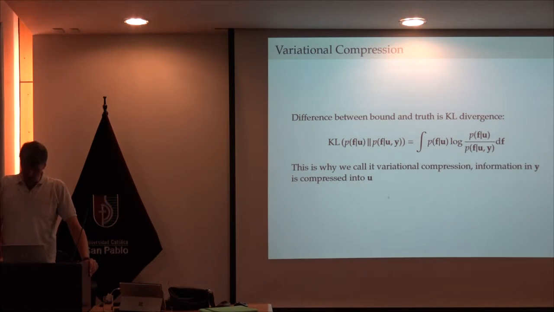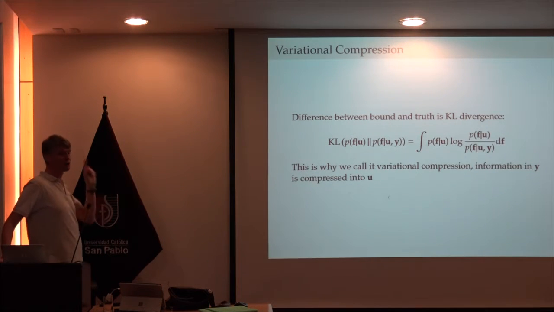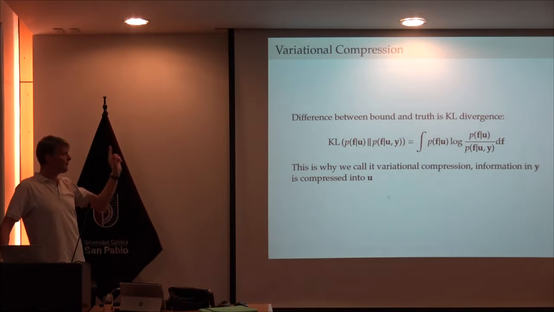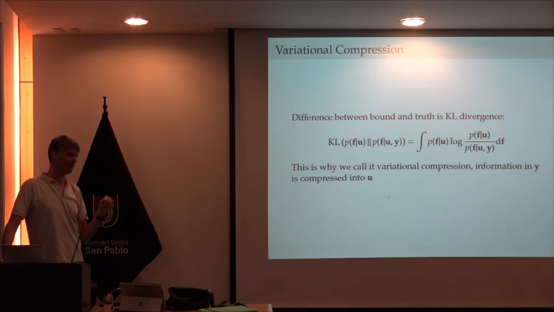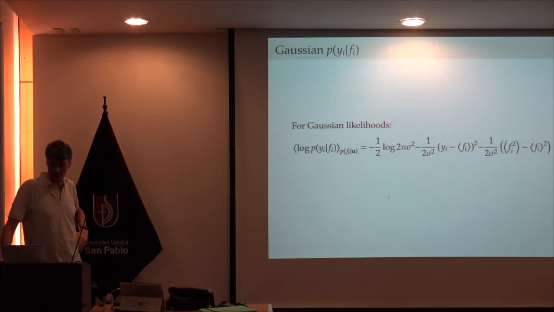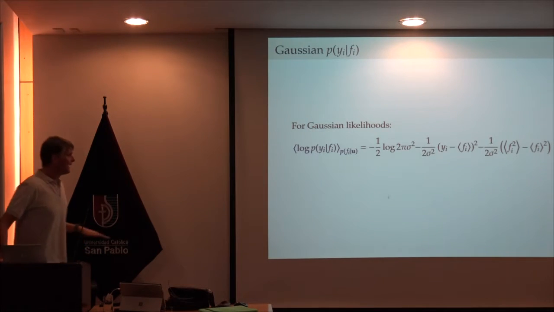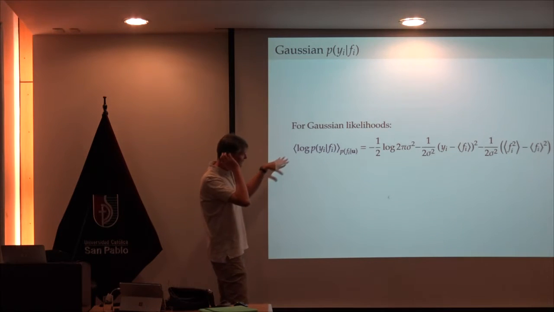So the information in Y, when you optimize the lower bound, you're compressing this. When you maximize the lower bound, you're minimizing this KL divergence, so you're pushing the information into U. You're doing exactly what you want, trying to push all the information about the data set into U. It's a really elegant thing. And for the Gaussian likelihood as well, you get this effect.